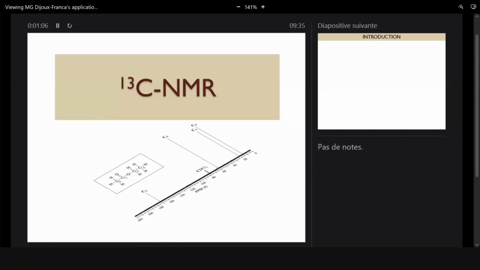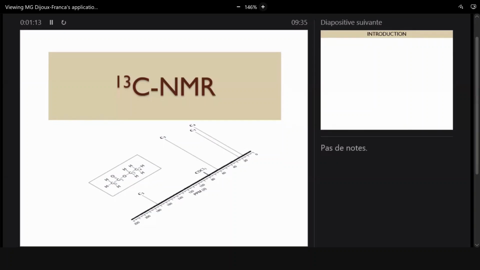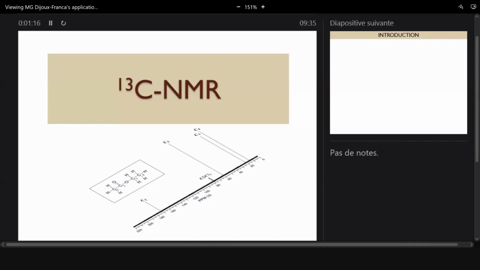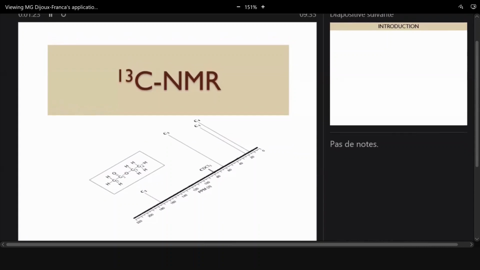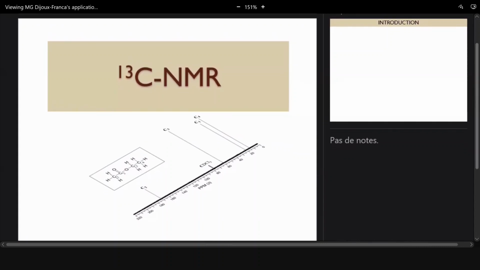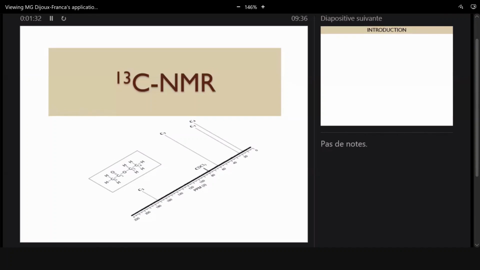And we'll see also that the scale, you can see here on the picture, is broader than the one in proton. But what we observe, the different way the frequencies of resonance are, has the same reason as the one for the proton. It depends on the chemical groups in the structure. So we're going to see how to interpret this.